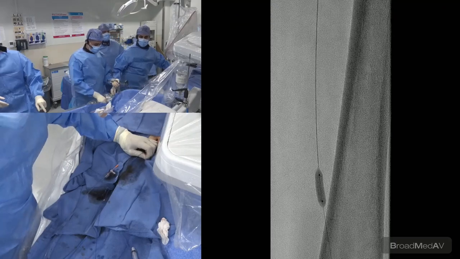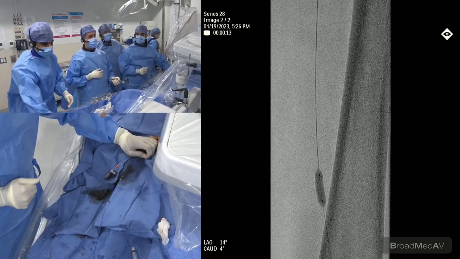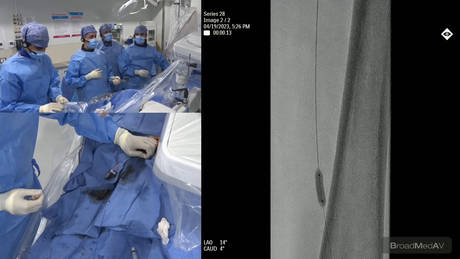Off road map. There you go. So let's leave it up for a second. And then, so it's a 5020.